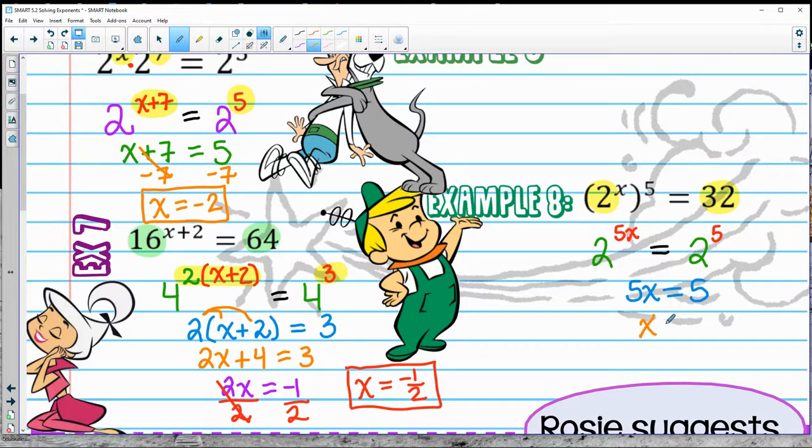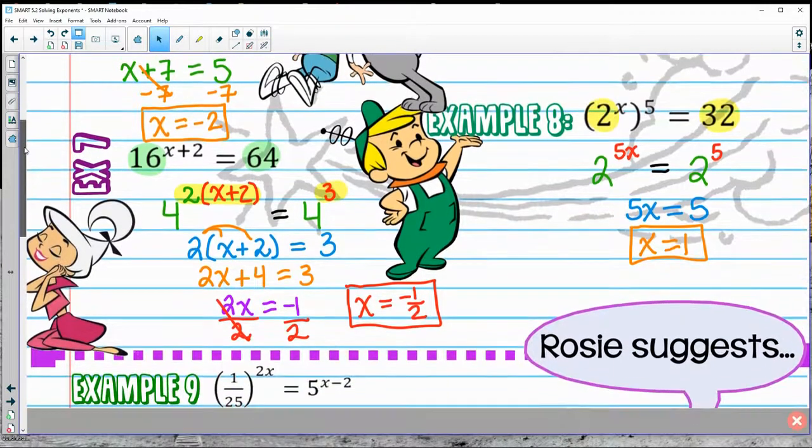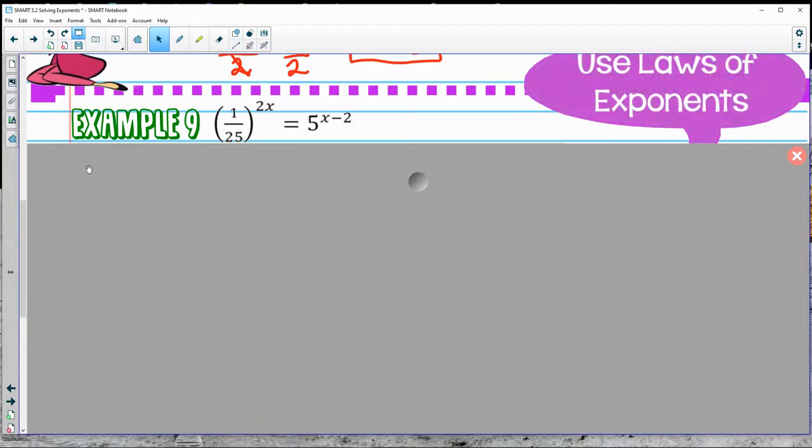Final answer, as long as x is equal to 1, we are good to go. But it's all about rewriting using exponents. So let's see how exponents can continue to help us. All right, hopefully you saw some rules of exponents here.